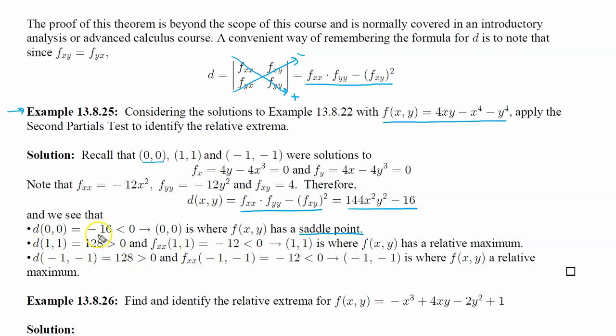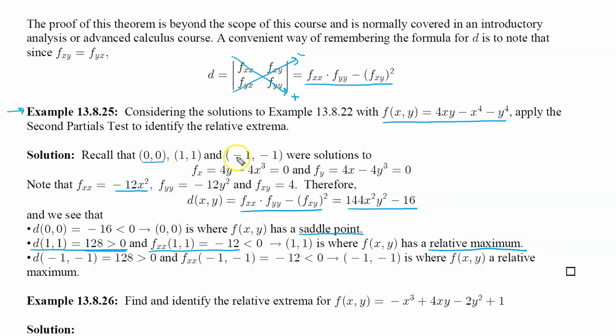If you plug (1, 1) in for x and y in D, you get 128, which is positive. Okay, so that's positive, but then we need to check f_xx, the second partial with respect to x, to see if it's either positive or negative. If we plug (1, 1) into this right here, we get back negative 12, which is negative. So if you look back in your notes, because D is positive and f_xx is negative, that tells us that (1, 1) is where f of x has a relative maximum.